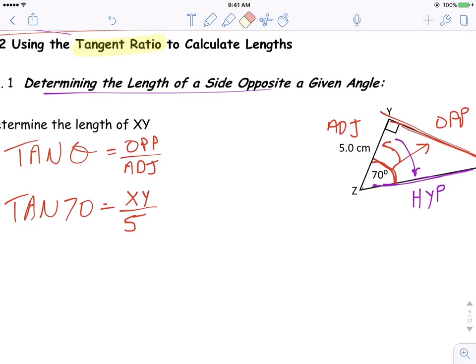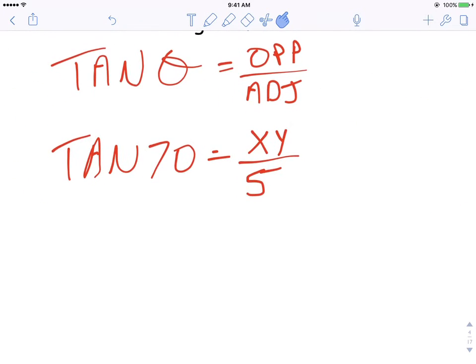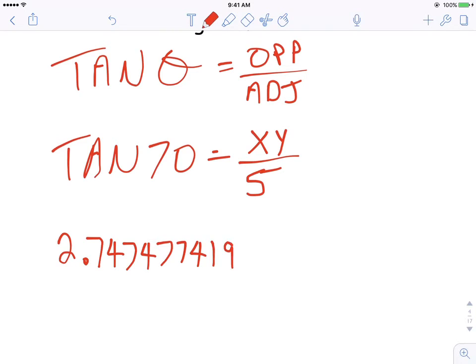Well, now what do we do? Well, let's have a look. On our handy-dandy calculator, if we simply punch in tangent of 70 degrees, or on some calculators you do have to put in the 70 degrees first, tangent 70 degrees, you should end up with, just make sure, 2.747477477419 equal to XY, our side length, XY over 5.